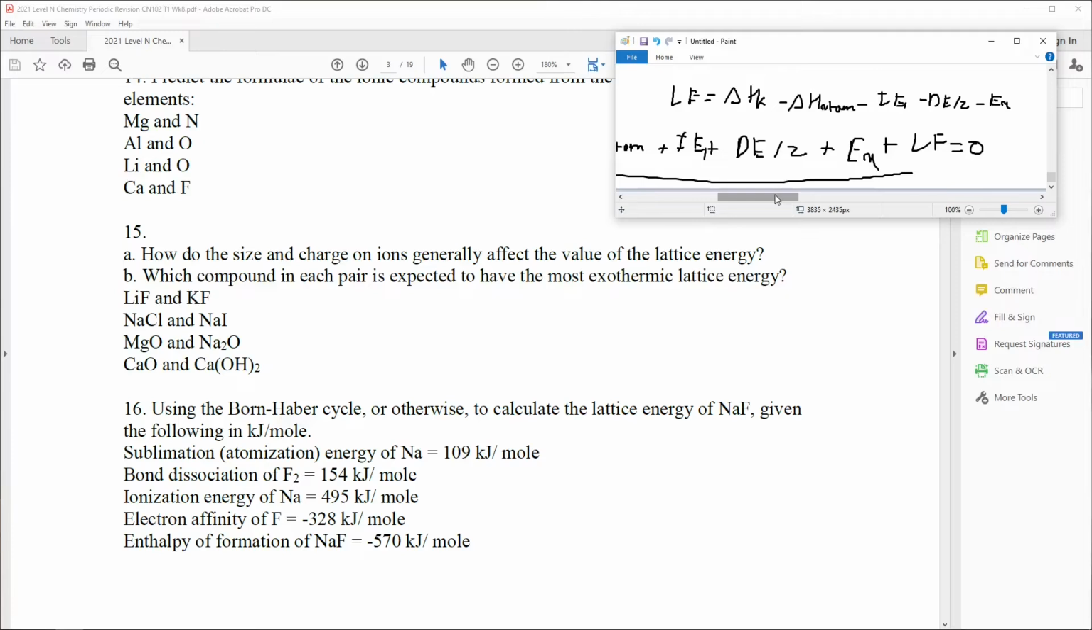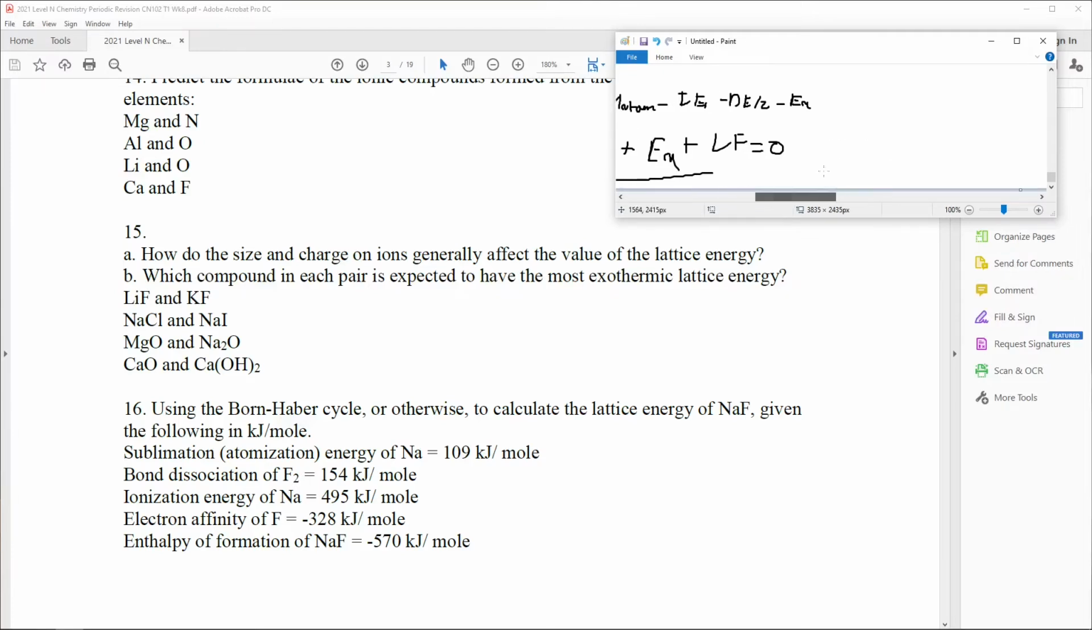So minus 570 minus the atomization, where is it? Yeah, 109, minus lattice energy. Sorry, the ionization energy 495, minus D over 2, 154 over 2, and finally minus the electron affinity, which is already minus, so I'm gonna write plus 328. We get negative 923 kilojoules per mole, because after all we're subtracting, so it will take the same unit, and we're done pretty much.